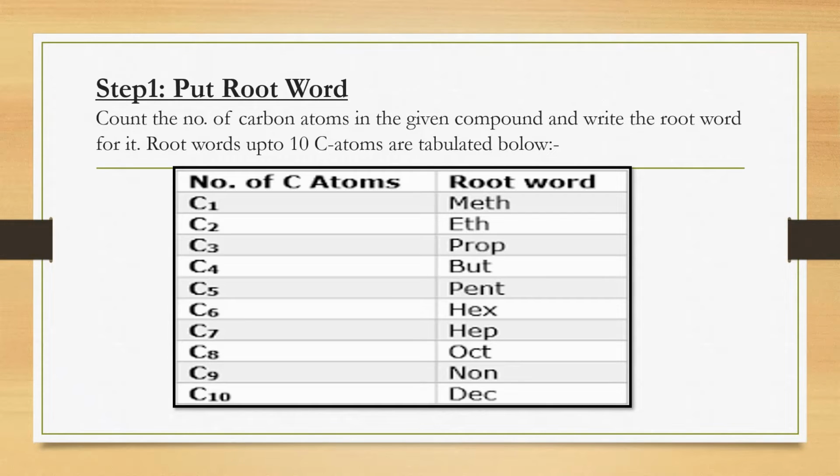Step 1: Put root word. Count the number of carbon atoms in the given compound and write the root word for it. Root words up to 10 carbon atoms are tabulated below. We can infer from the table that if the number of carbon atoms is 1, then the root word will be meth. If the number of carbon atoms is 2, then the root word will be eth. If it is 3, then the root word will be prop, and so on.